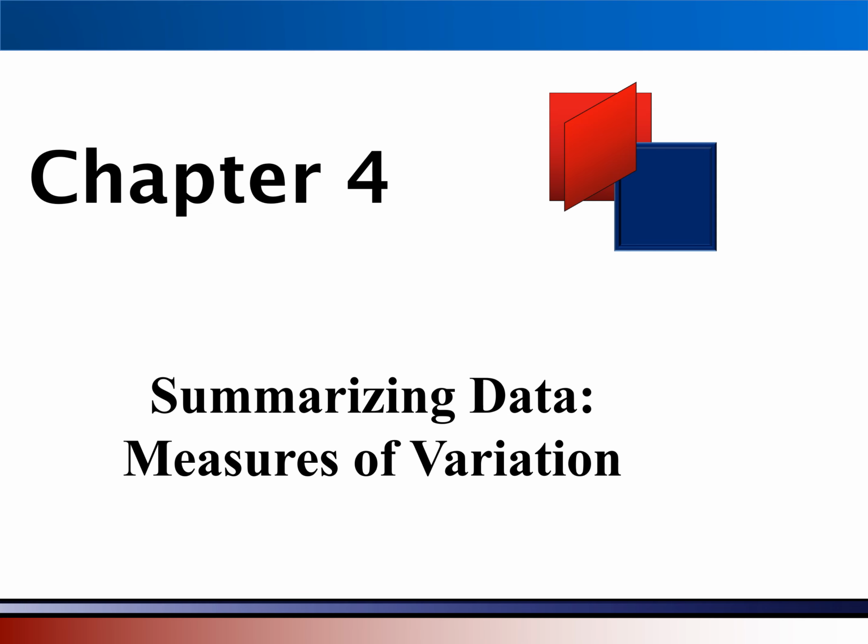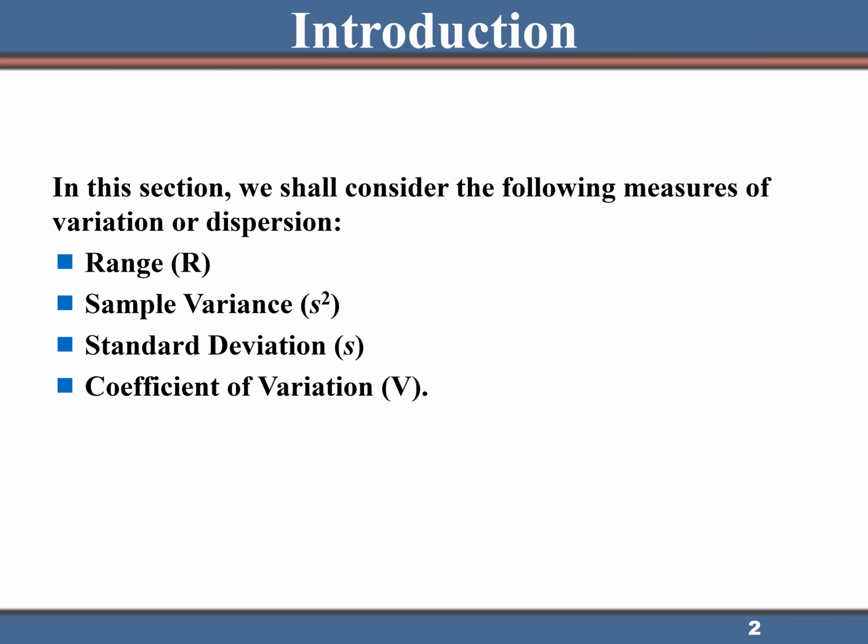Chapter 4. Summarizing Data, Measures of Variation. Besides the measures of central tendency, we need measures to describe the variability of the data. In the following, we will consider four measures of variation: the range, the variance, the standard deviation, and the coefficient of variation.